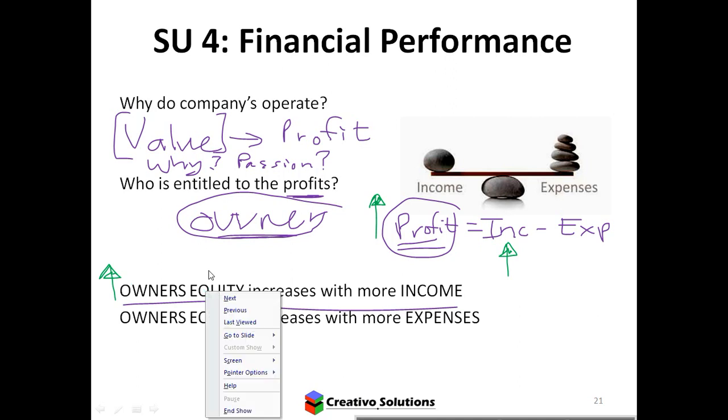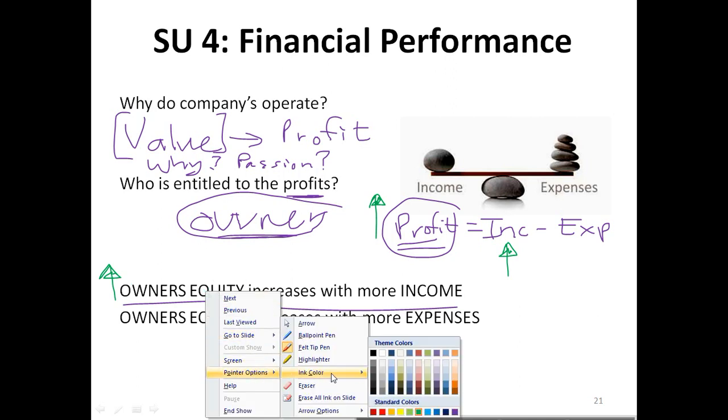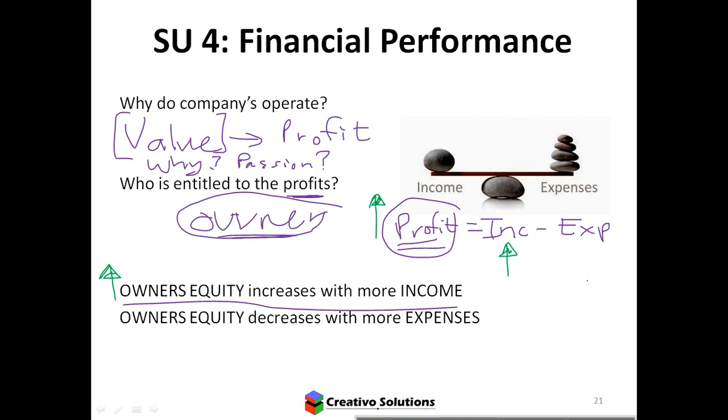Let's talk about expenses. If I have more expenses, what's going to happen to profit? It's going to go down. So if profit goes down, will the owner be entitled to more or less? Correct. And these could be like short questions in an assignment.